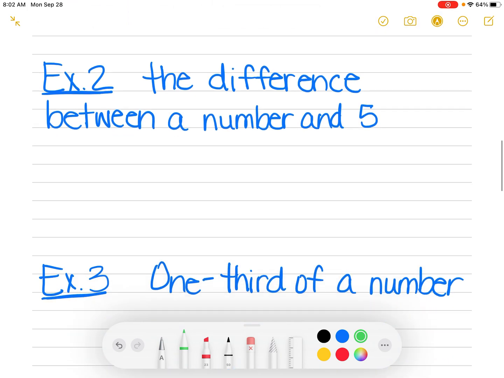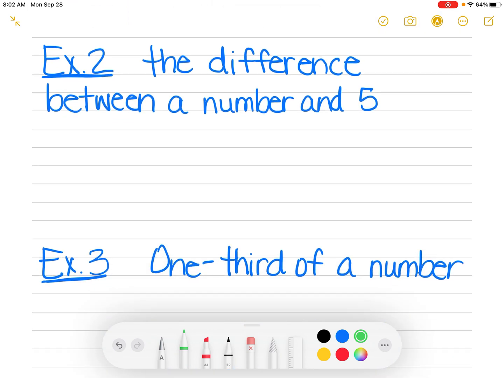Pretty easy, right? Okay, the next one is the difference between a number and 5. Same thing. We have the word difference, and so I'm going to look for the word and. Wherever that and is, that's where I'm going to put my minus sign. So now I have a number minus 5.